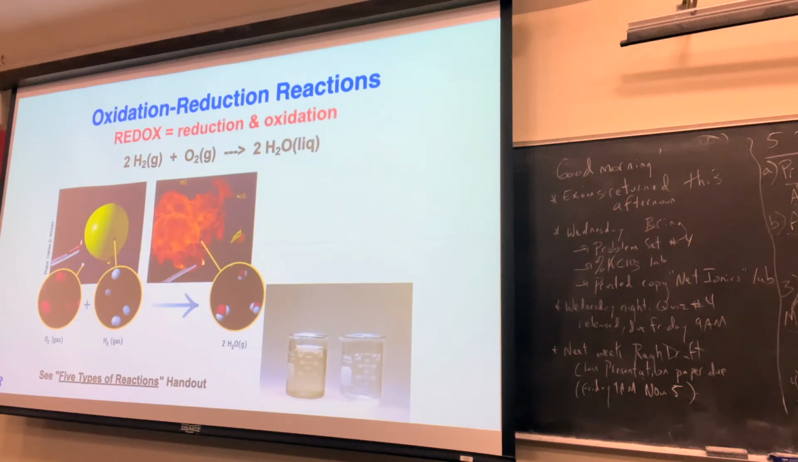Now, redox is an abbreviation for what really is reduction and oxidation. So sometimes these are called oxidation reduction reactions, or because chemists are lazy, we call them redox reactions more often than not. And a redox reaction is a reaction that involves electrons being transferred.